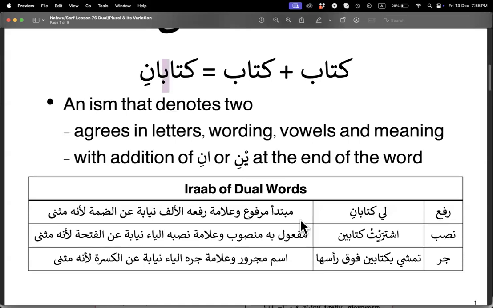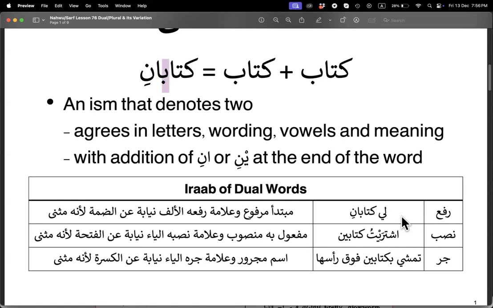This is how we interpret the dual words. So the sign for rafa is going to be alif. The sign of the nasab and the jar is going to be the ya. And then we say niabatan anil dhamma or niabatan anil fathah or niabatan anil kasrah, because it is musanna. So just for reading purposes, can you read and translate the three sentences?